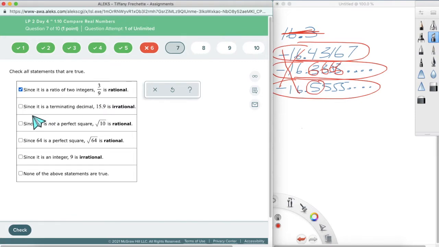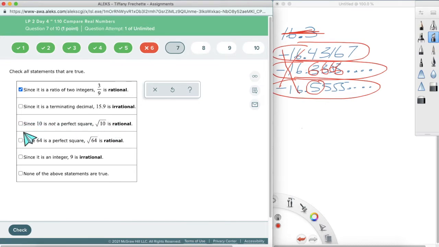This says since it is a terminating decimal, 15.9 is irrational. Uh-oh, that doesn't fit. That would fit in the rational section because that's terminating. We can write that as a fraction. Since 10 is not a perfect square, the square root of 10 is rational. Oop, this is exactly what fits in irrational. So we want that to say irrational to check that box.